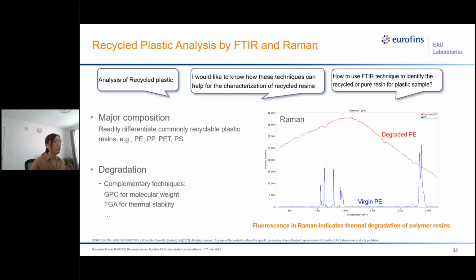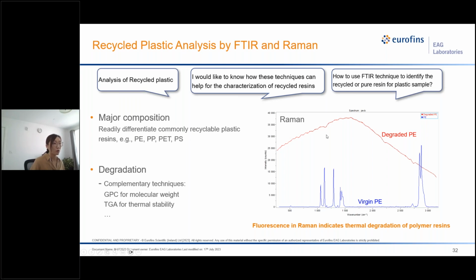Now moving on to case studies. In the next couple of slides, I have a few examples highlighting the capabilities of FTIR and Raman for a couple of specific applications. The first application we're going to talk about is analysis of recycled plastic resins. When we have a plastic material, the first question most people would ask is, what is this material? Both FTIR and Raman can be readily used to characterize the major composition of different types of polymer materials.